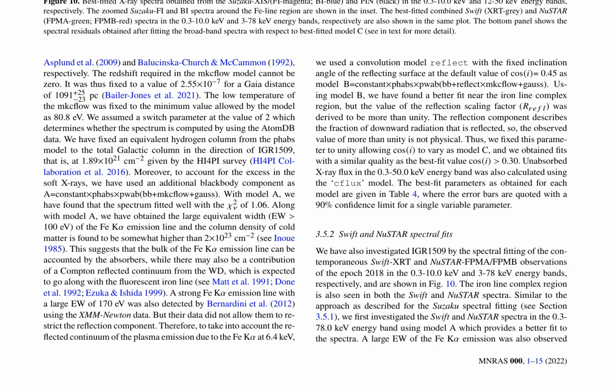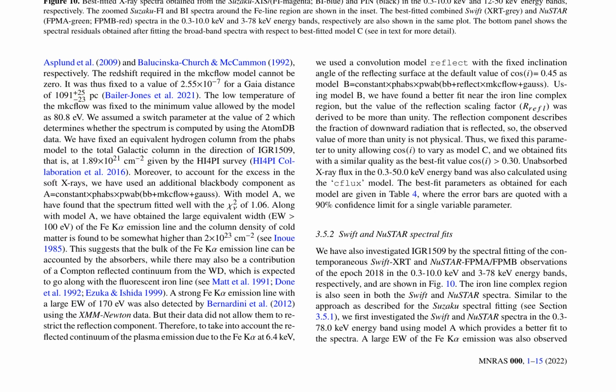The unabsorbed X-ray flux in the 0.3–50.0 keV energy band was calculated using the CFLUX model. The best fit parameters for each model are given in Table 4, with error bars quoted with a 90% confidence limit for a single variable parameter. The Swift and NuSTAR spectral fits were also investigated, and the results are consistent with the Suzaku spectral fits. A large EW of the Fe K alpha emission was observed, similar to the Suzaku results. The iron line complex region is also seen in both the Swift and NuSTAR spectra.